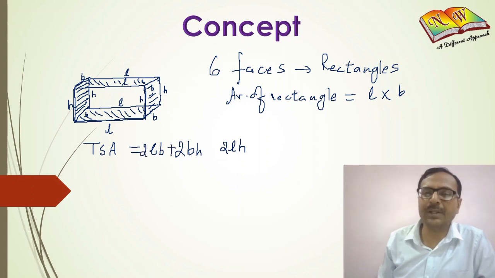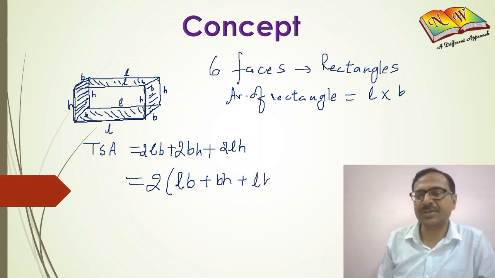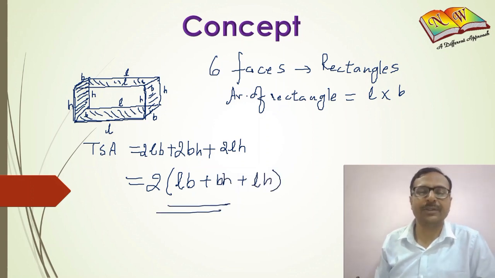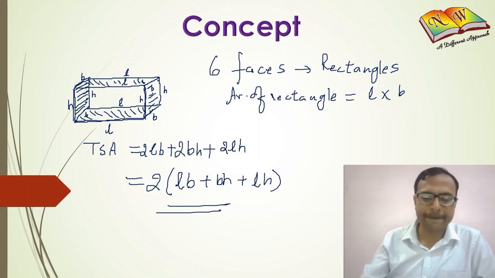So if you add all these, you will get the formula for total surface area. There's a common factor 2 which you can take out, and then in the bracket you can write LB plus BH plus LH. This is the formula for the total surface area of a cuboid.